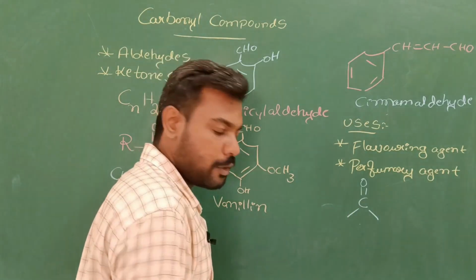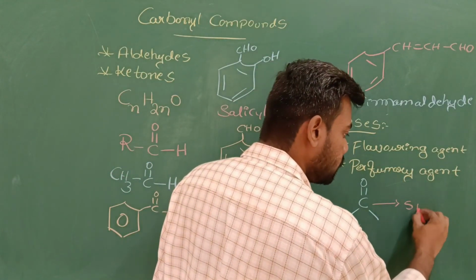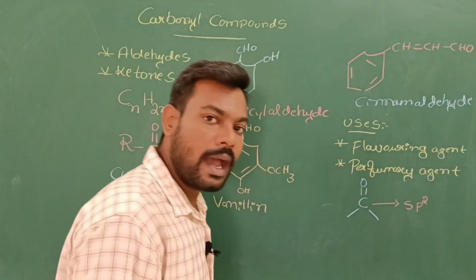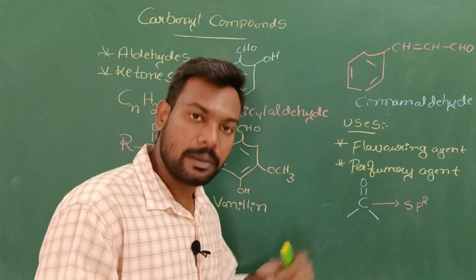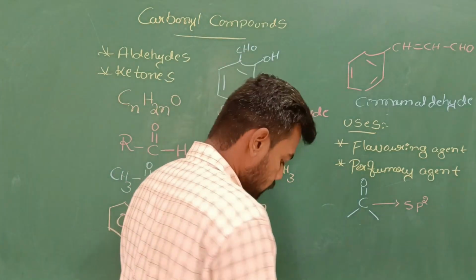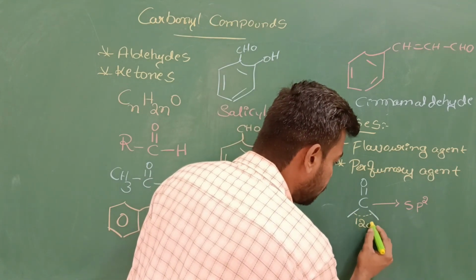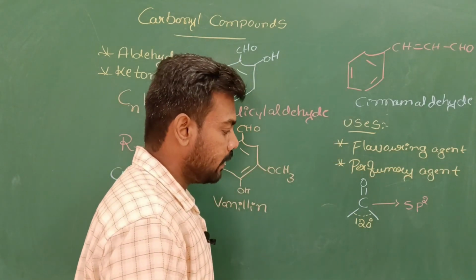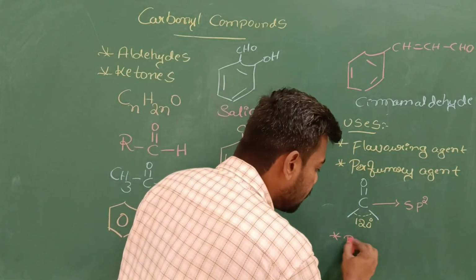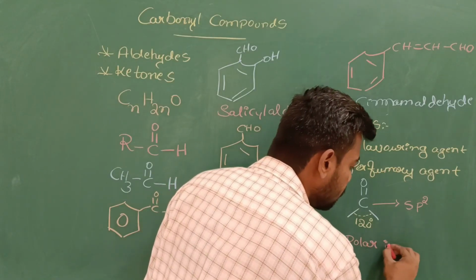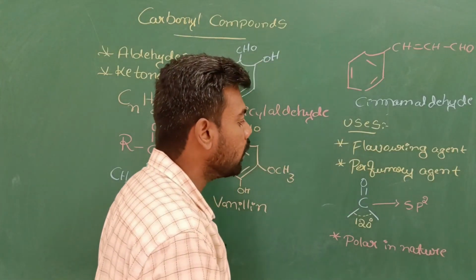Next one is the structure of the carbonyl group. In the carbonyl group, the carbon atom is sp2 hybridized, and the bond angle between the three substituents on the carbonyl carbon is 120 degrees. The carbonyl group is polar in nature.